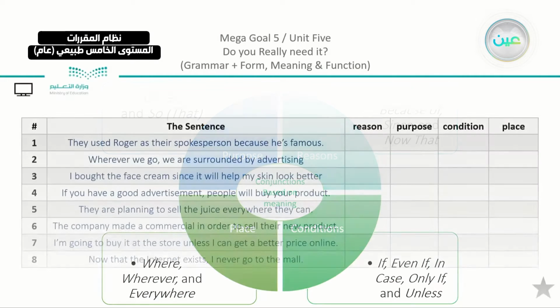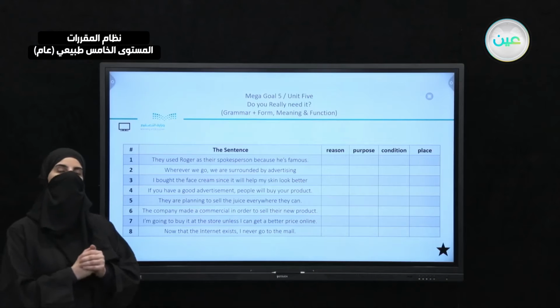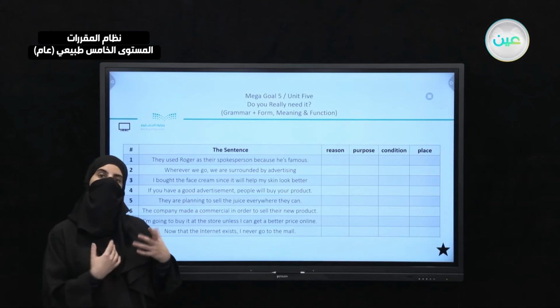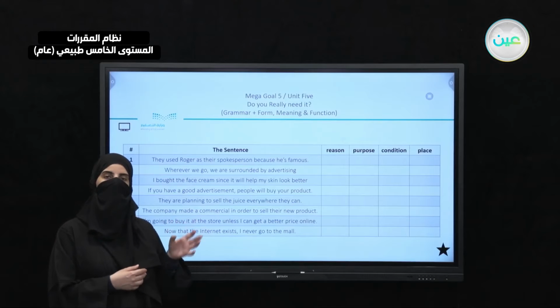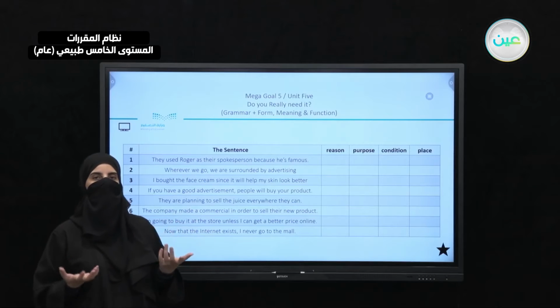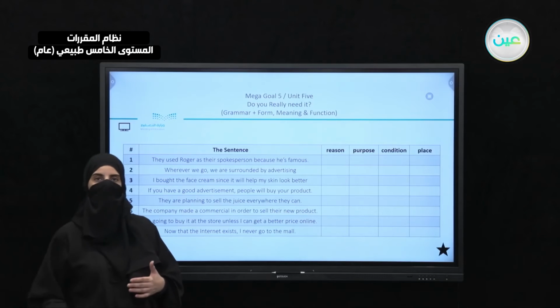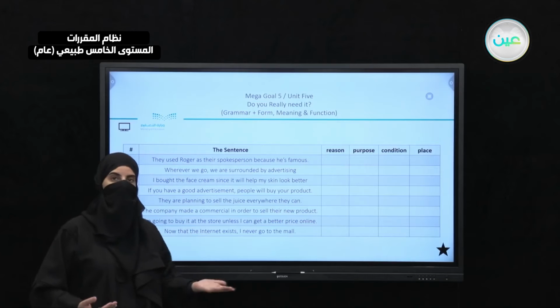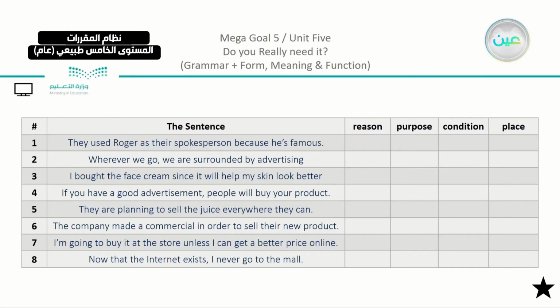Now let's just see what we have. Yes, now we have something very simple. It depends on your understanding of the sentence. Now we are going to read the sentences and you are going to decide what is the basic meaning. Does it give reason, purpose? Does it show place or condition? Now we have here the first one.